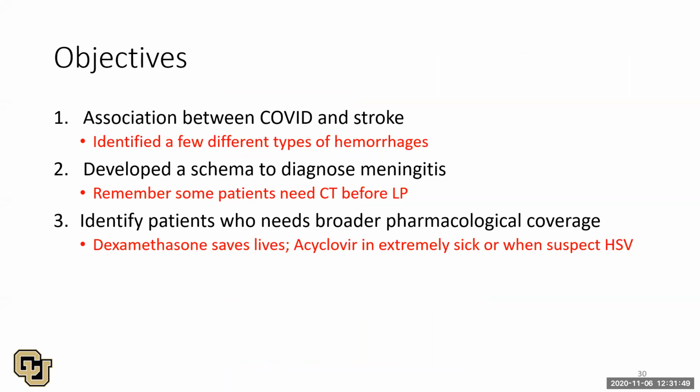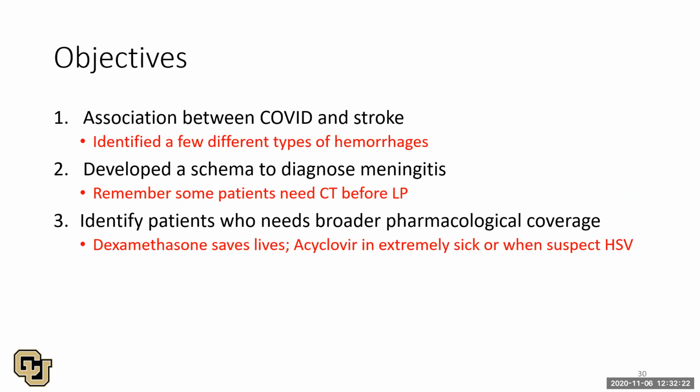Okay, so today we talked about the association between COVID and strokes and looked at a few different types of hemorrhages. We remembered that some patients need a CT before an LP and thought about how to diagnose meningitis, and then talked just now about treatment and who needs broader pharmacological coverage. Acyclovir is really reserved for patients that are extremely sick, or when you very strongly suspect HSV.